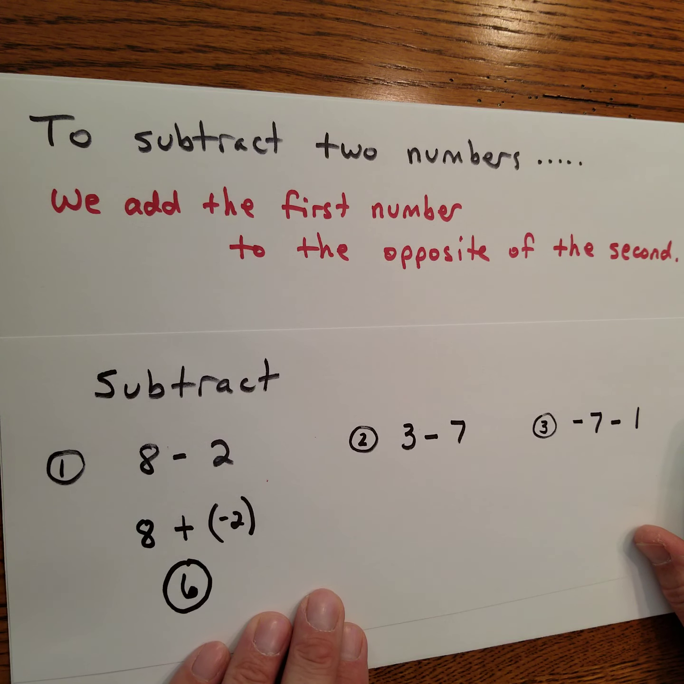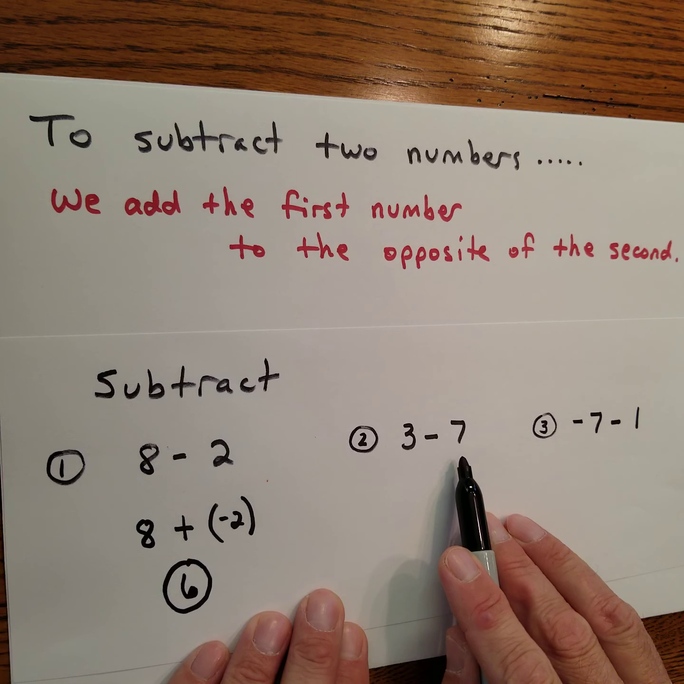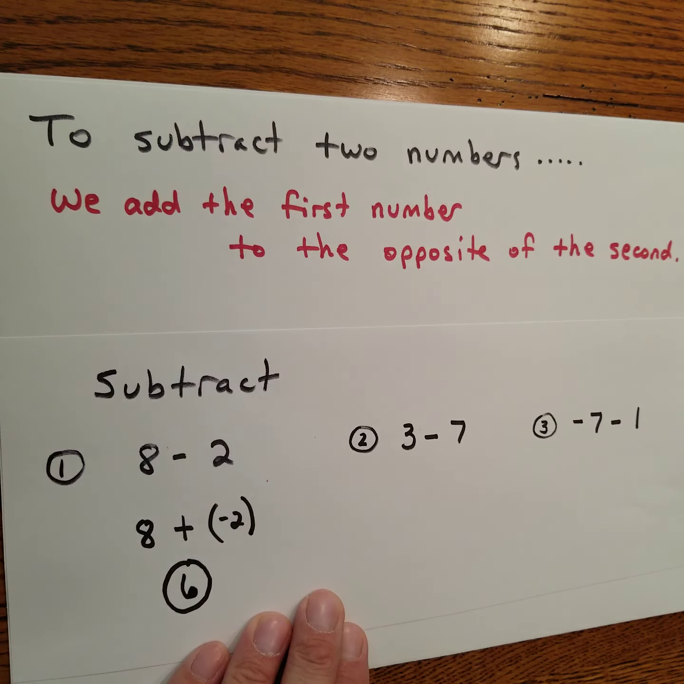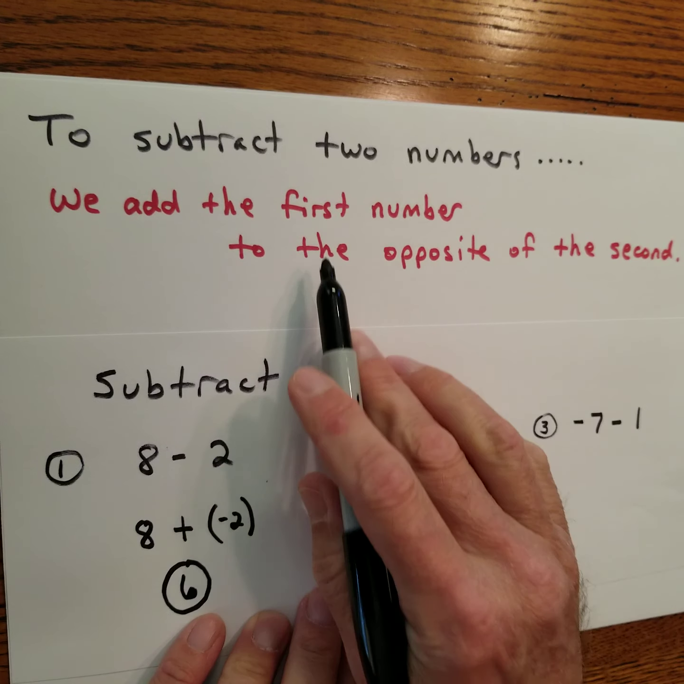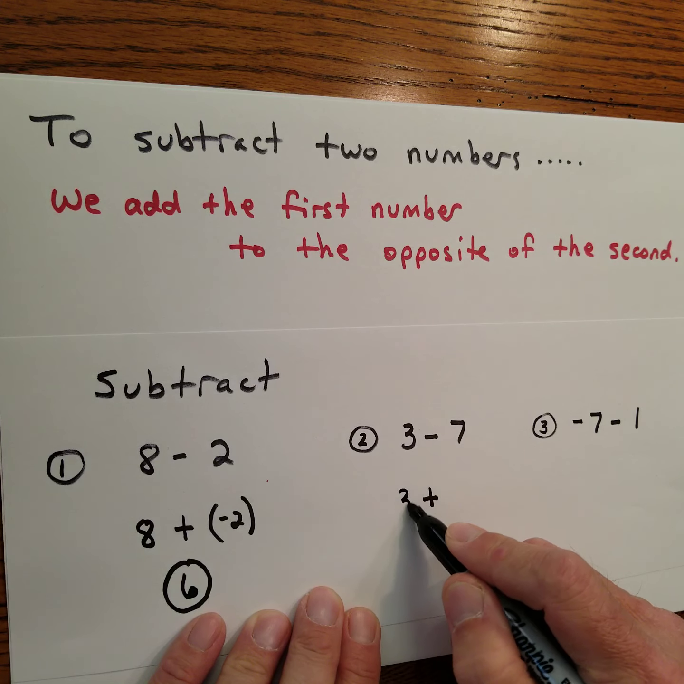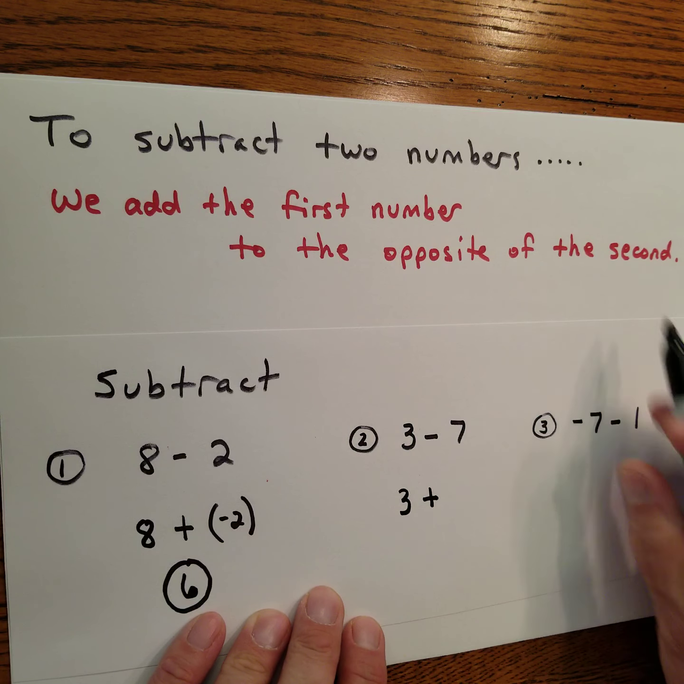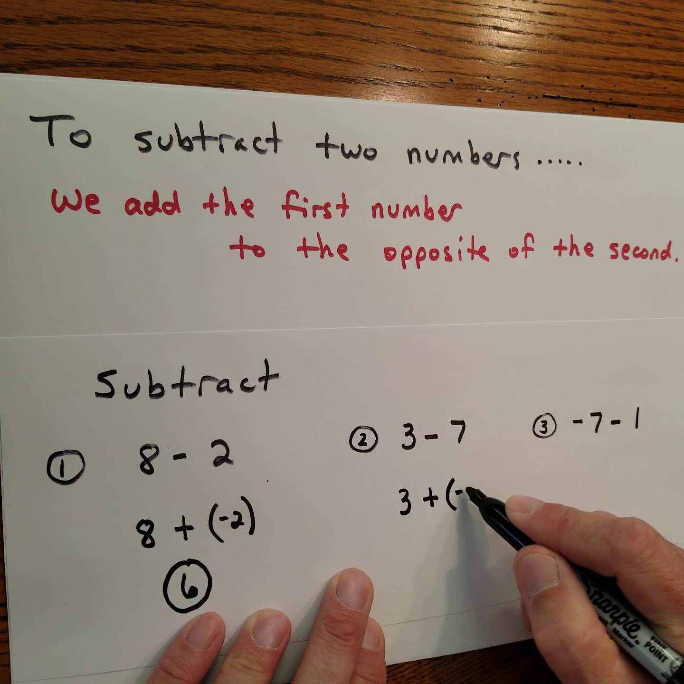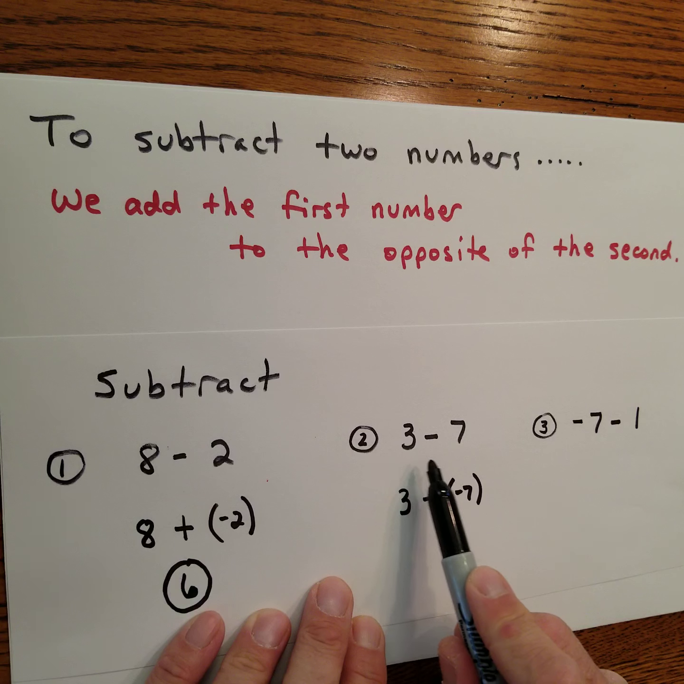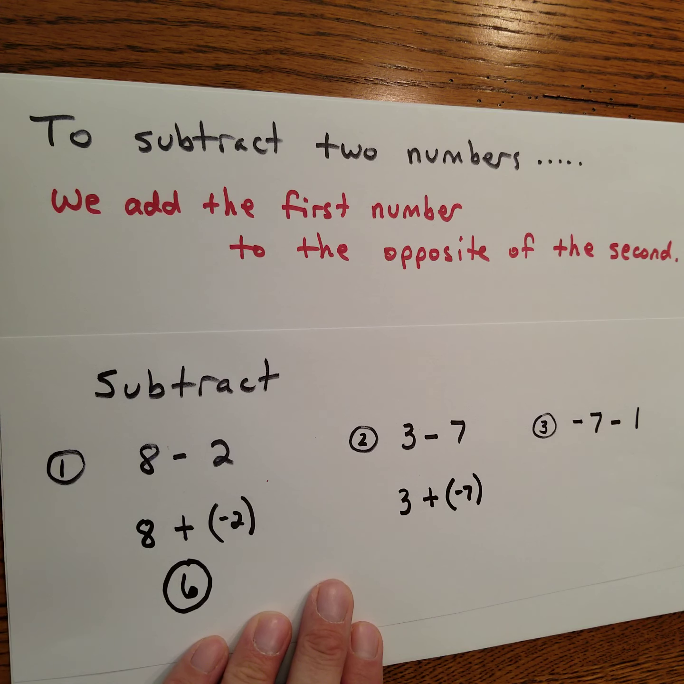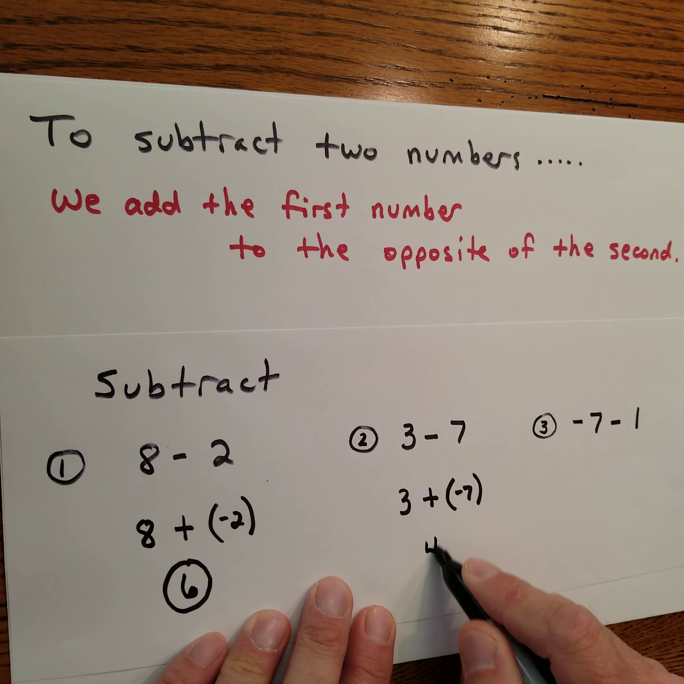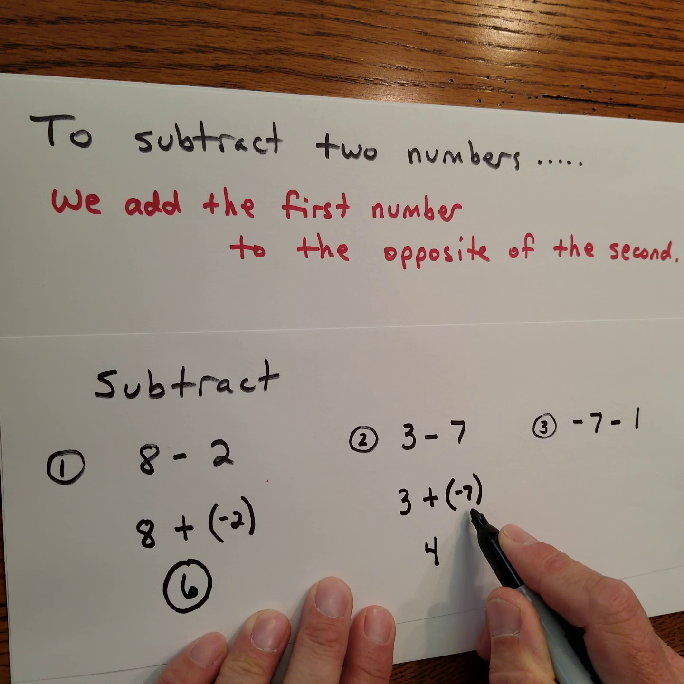Let's try number 2. 3 subtract 7. When we subtract two numbers, we add the first number to the opposite of the second number. 3 minus 7 is 3 plus the opposite of 7. Now we're adding with different signs, so we subtract and take the sign off the larger number.